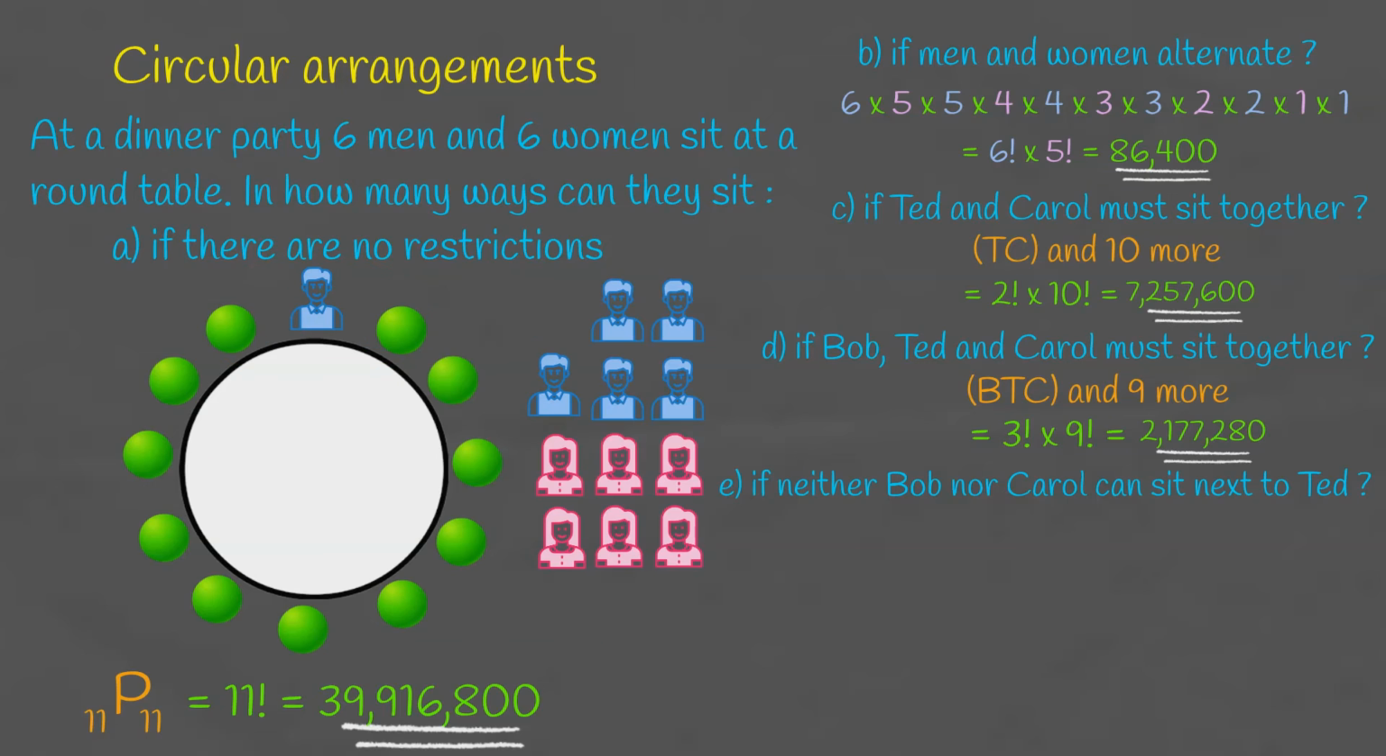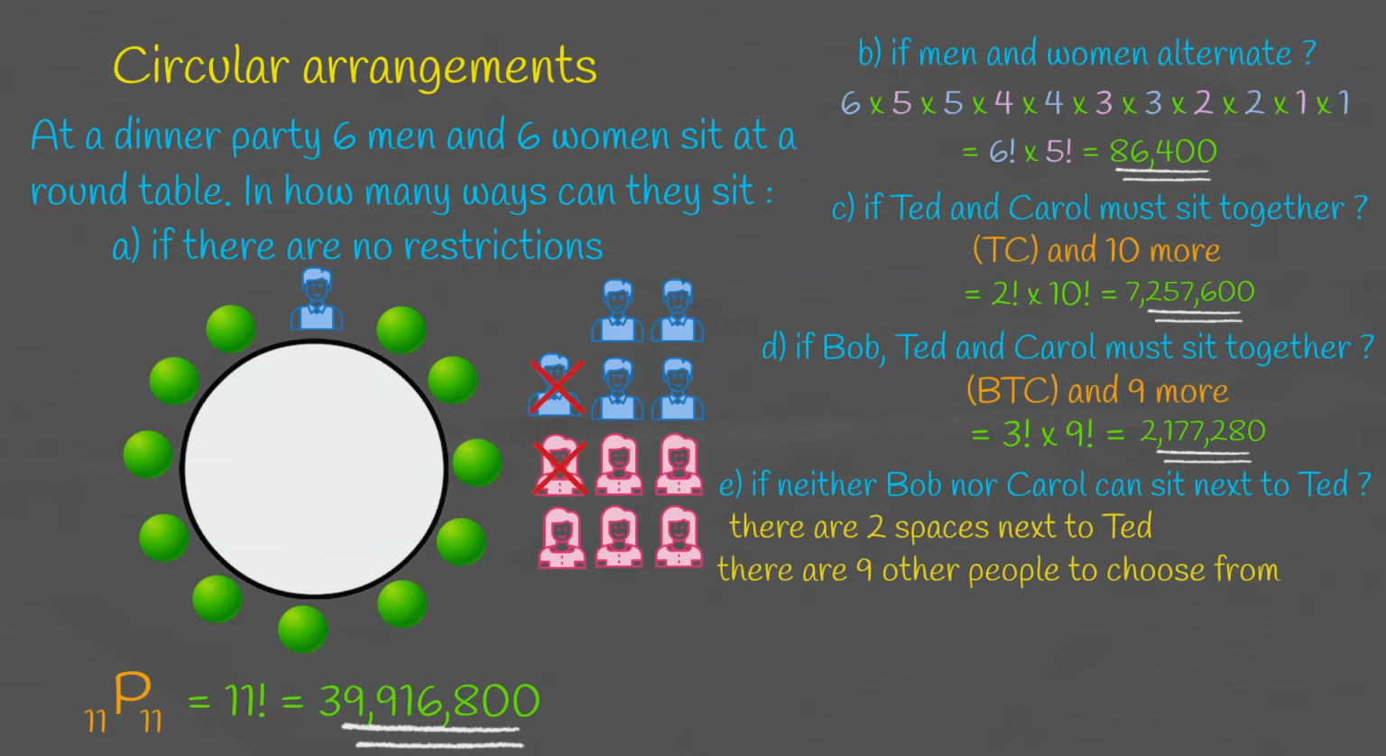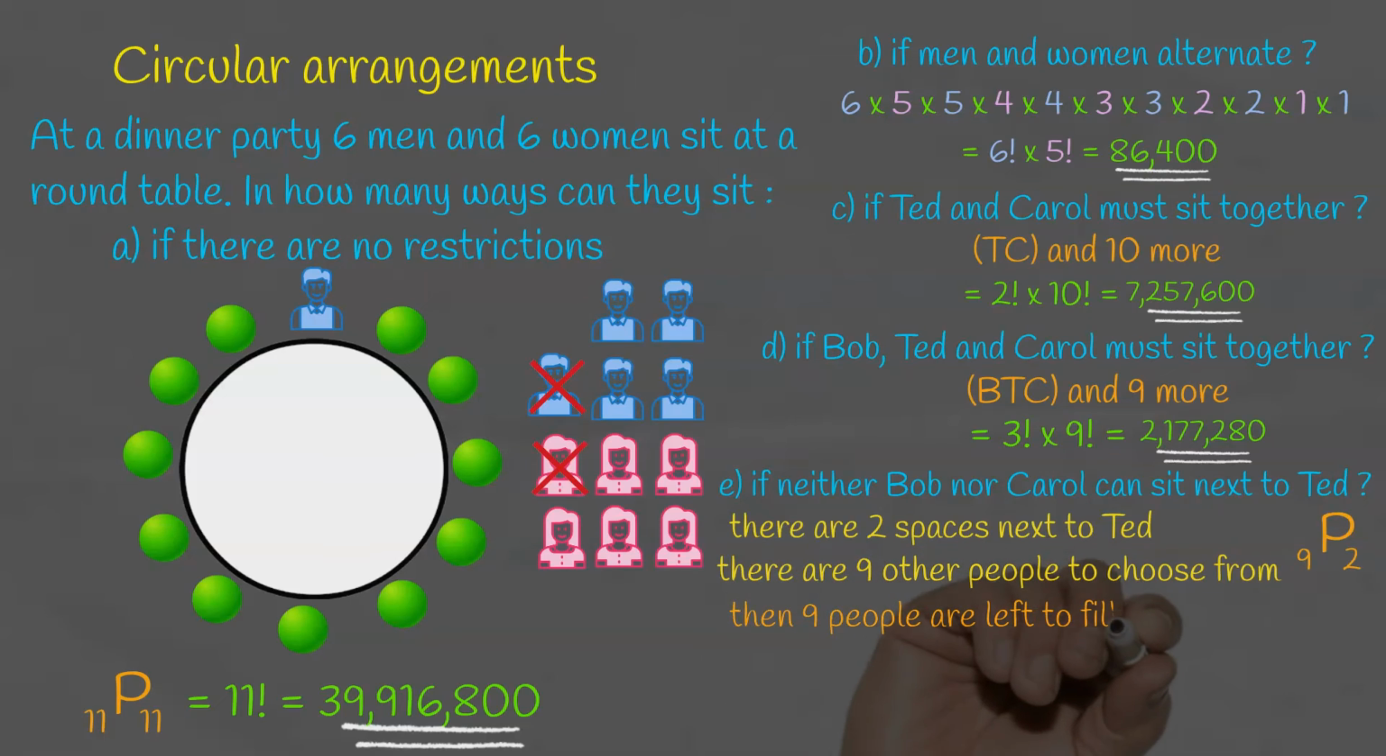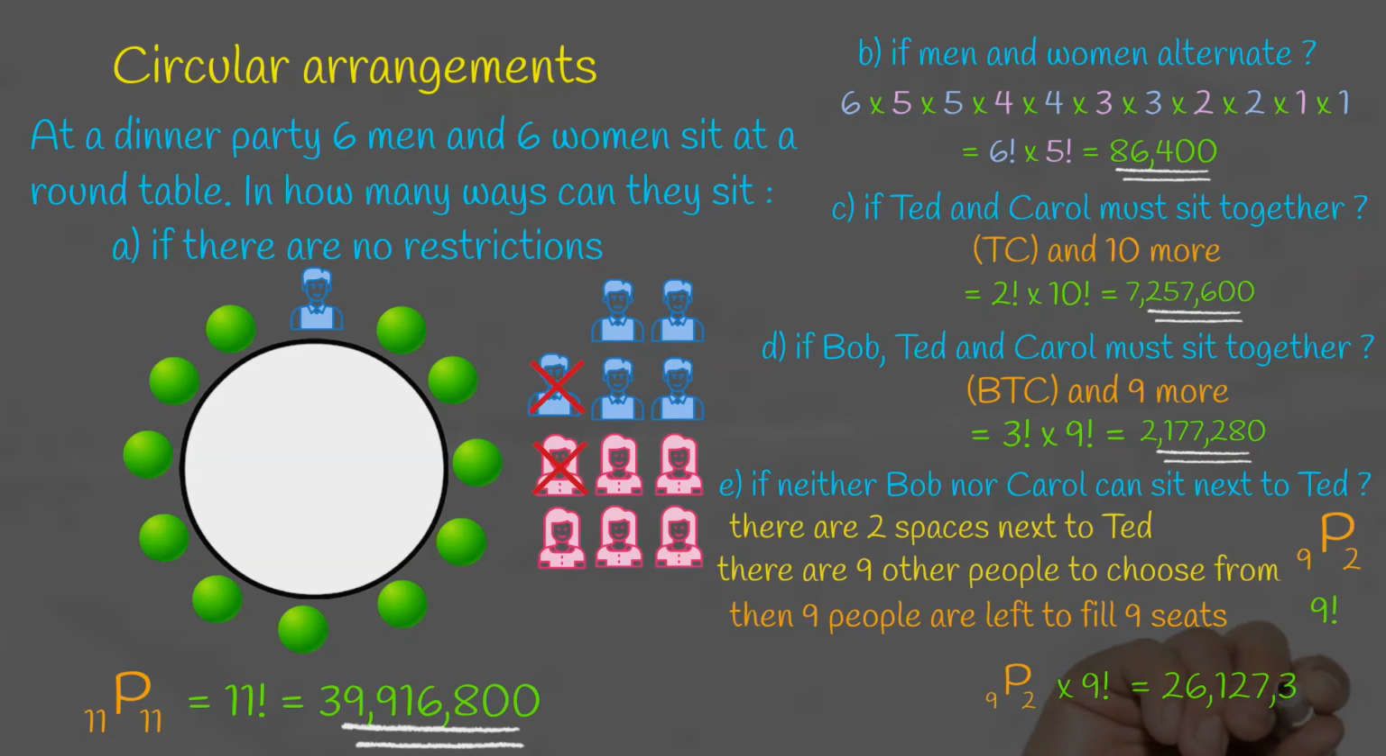Now, if neither Bob nor Carol can sit next to Ted, let's first of all put Ted at the top of the table, and then remember there are 2 spaces either side of Ted. There are 9 other people to choose from because we can't choose Bob or Carol and Ted's already at the table. So that is 9p2. And when we've chosen those 2 people, there are 9 remaining seats and 9 remaining people to fill them. So that's 9 factorial. So the final answer is 9p2 times by 9 factorial.